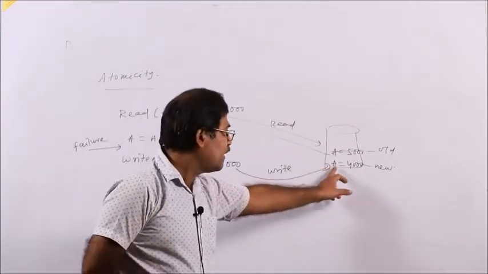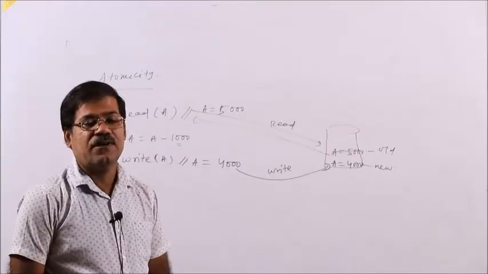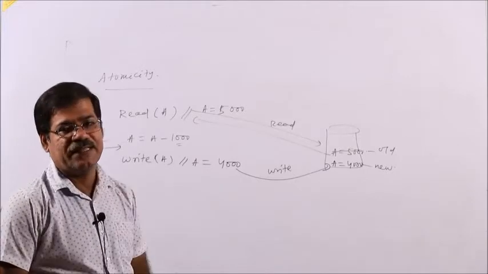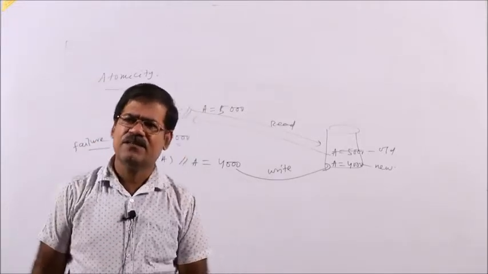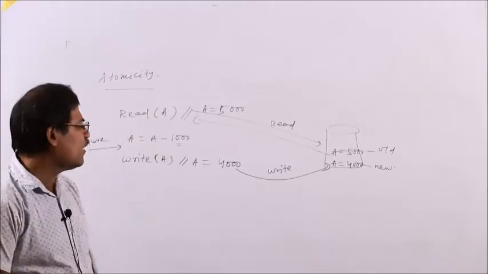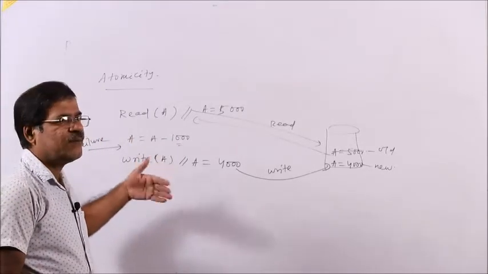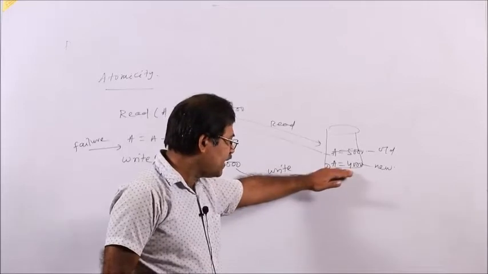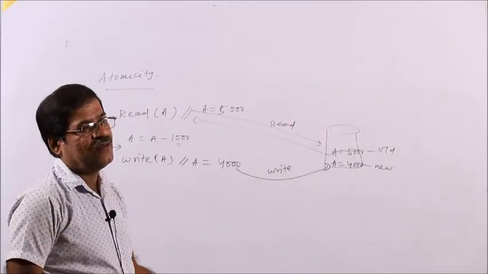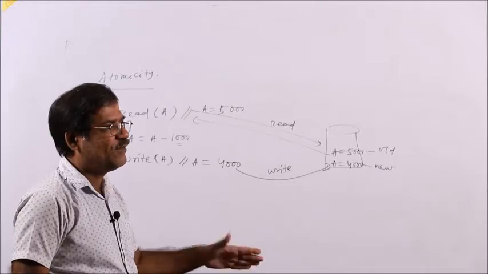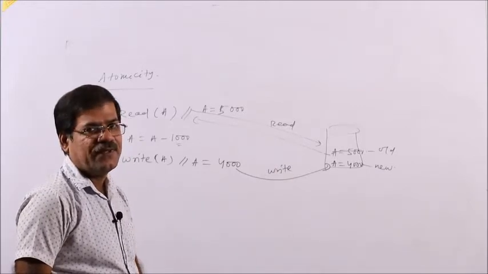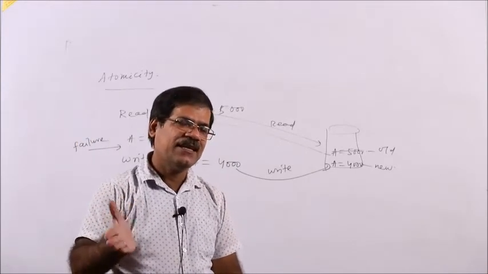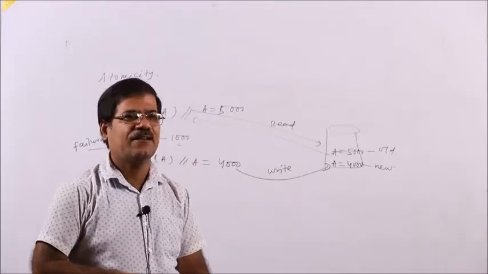That means now the A value is not 4,000. So what is the A value? The A value is 5,000. That means the old value still remains, because the transaction fails before the update operation, so it is not completed. Write means the update operation is completed and the updated value is written on the database. So if any failure occurs before this, the old value is still in the database. The modified value is not written. So this is called your atomicity property. Before the end of the transaction, if any failure occurs, the old value still remains. The value is not updated.